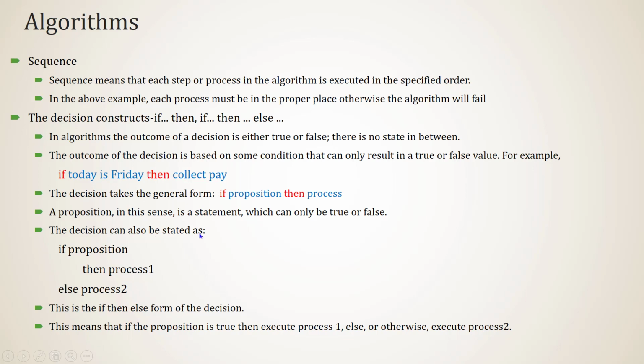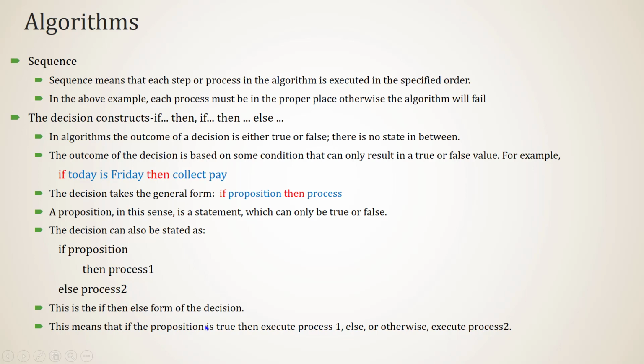The decision can also be stated as if proposition, then process 1, else process 2. Here the else condition is not given. What the person has to do if it is not Friday is not given in this example. So we can write the statement like that also. If today is Friday, then collect pay. Otherwise, you can write something else, or else you can go to the library. Anyway, this if then else construct will be clear when you study the examples. This is the if then else form of the decision.